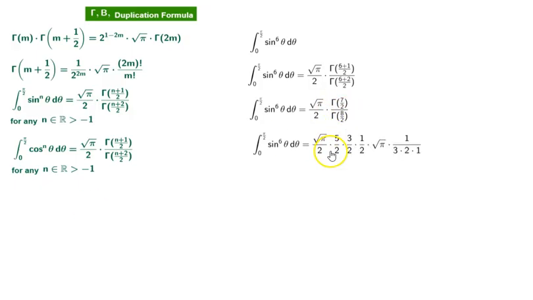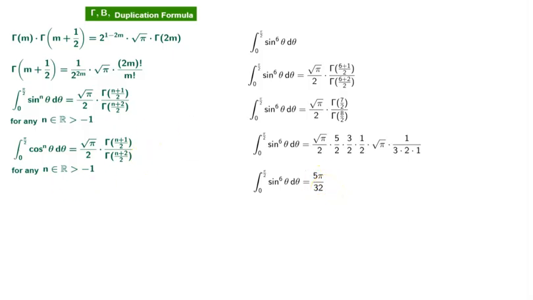So now that is equal to root pi by 2 times 5 by 2 times 3 by 2 times 1 by 2 times root pi, times the reciprocal of gamma of 8 by 2, that is gamma of 4, which is 1 by 3 times 2 times 1. And simplifying that, we get 5 pi by 32.